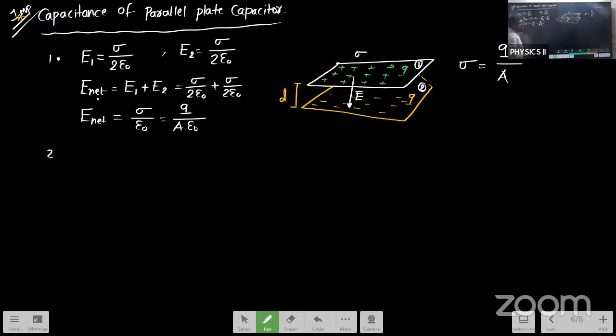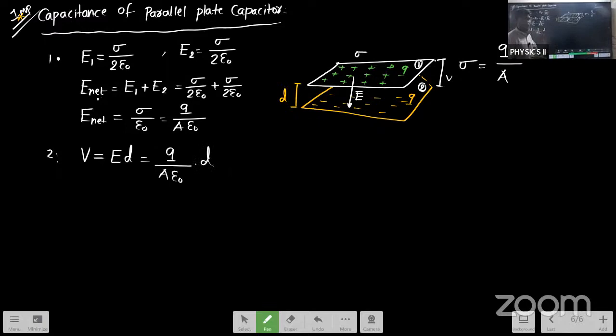Next point. First, we have calculated the electric field between the parallel plate capacitor. Next, we are going to determine the potential, because one positive charge is there, one negative charge is there. What will exist between them? A potential difference V will exist between them. We know the formula for V in terms of electric field and distance D: V is equals to E into D. So what is the value of E we got? Q divided by A epsilon naught, into D. This is the second point.